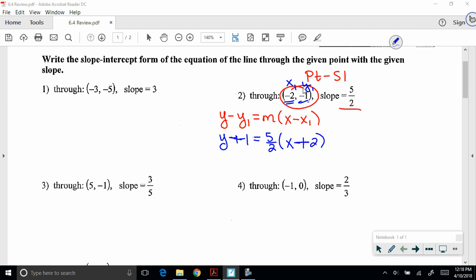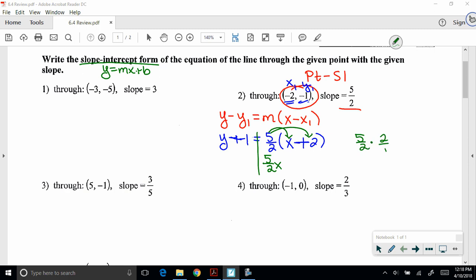And if I want to put it in slope-intercept form, remember that's the y equals form. So I need to solve for y. I'm going to draw in my wall. First thing I need to do is get rid of my parentheses, so I'm going to distribute. 5 over 2 times x is 5 over 2x. Then 5 over 2 times 2.